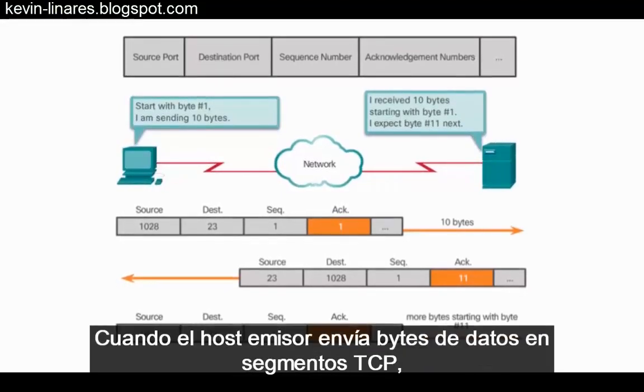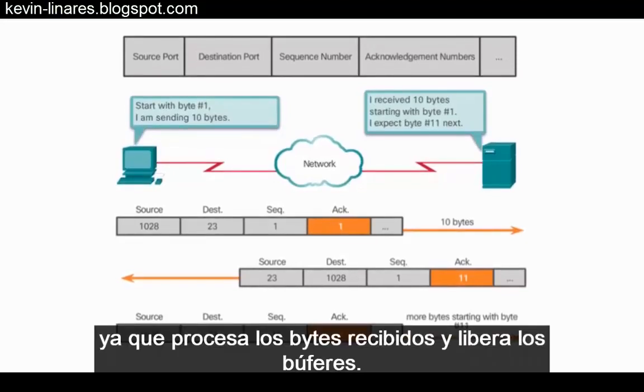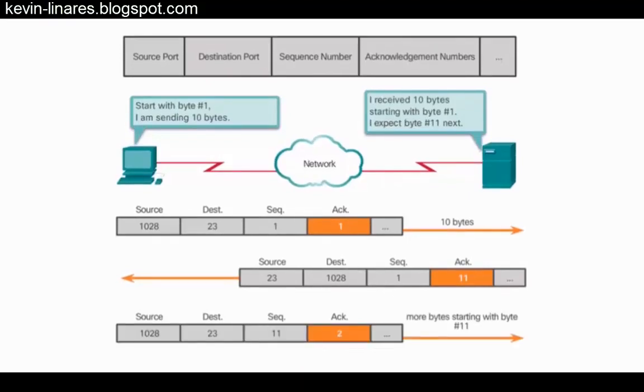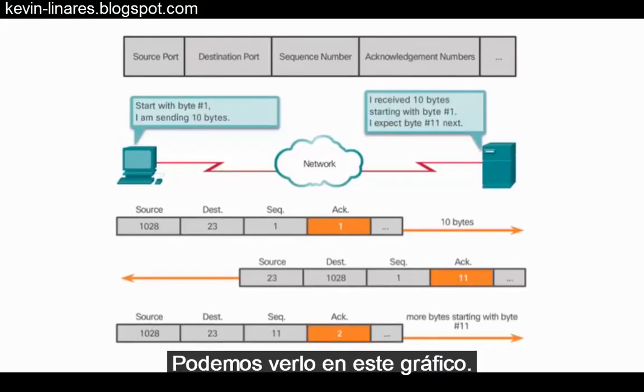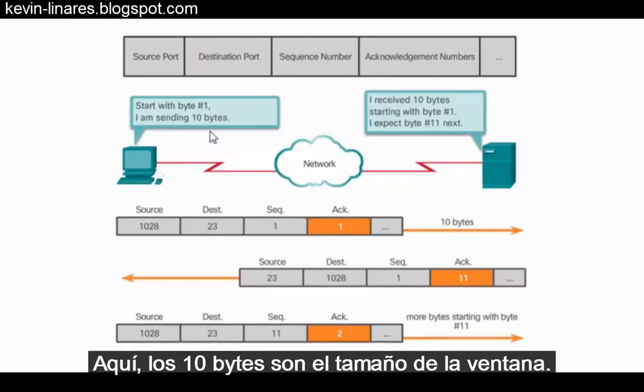So as the sending host sends bytes of data in TCP segments, the receiving host returns acknowledgments as it processes bytes received and frees up its buffers. We can see this depicted in this graphic. Let's start by reading the message from the sending host here. Start with byte number 1, I am sending 10 bytes. In this scenario, the 10 bytes is the window size.